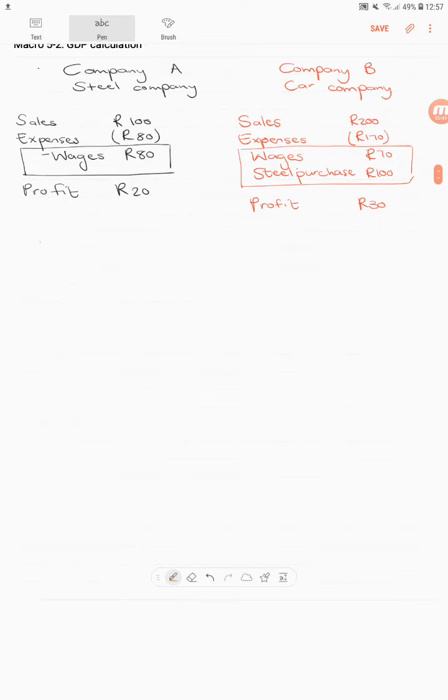So the first method is the production method. This is also the value added method. In this case, the steel company has a value added of 100 Rand because that is the first company in the production chain and it has a sale of 100 Rand.